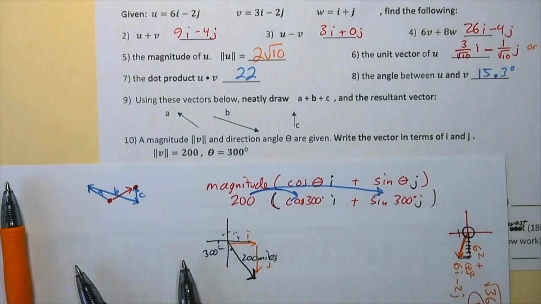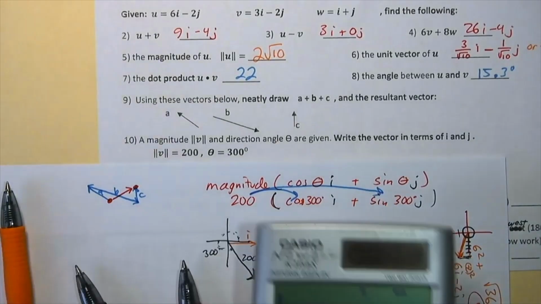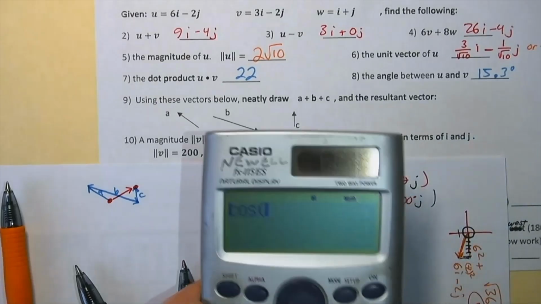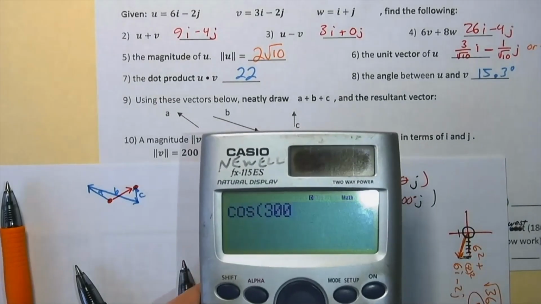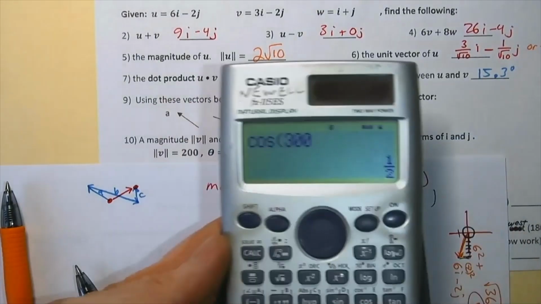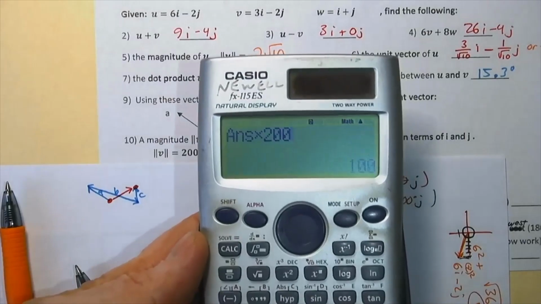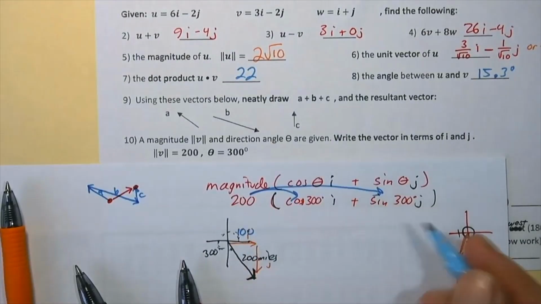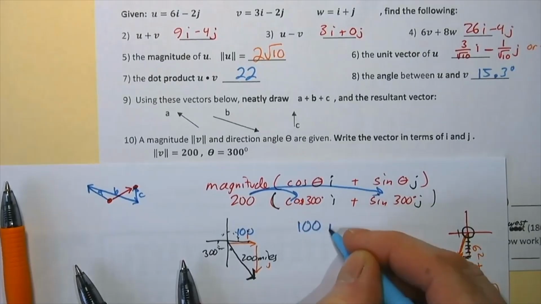Now we punch it in the calculator. If you want to put the cosine in first, if it's easier that way, you can. Cosine of 300. Okay, a half. Perfect number. Times 200. So 100. So you went over 100 miles. So you went over 100 i's.